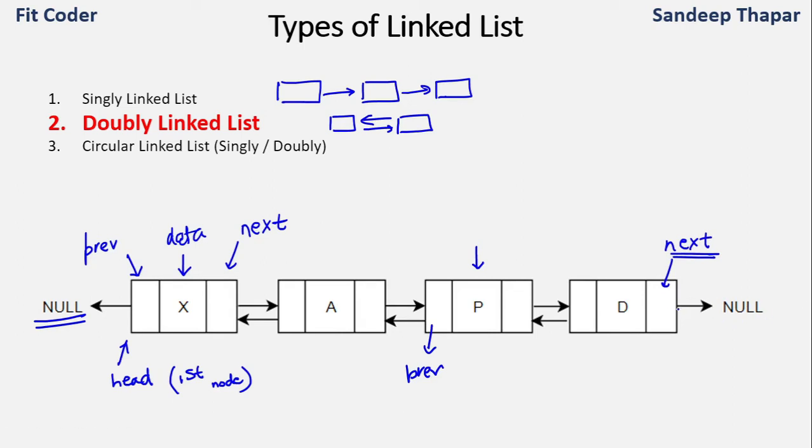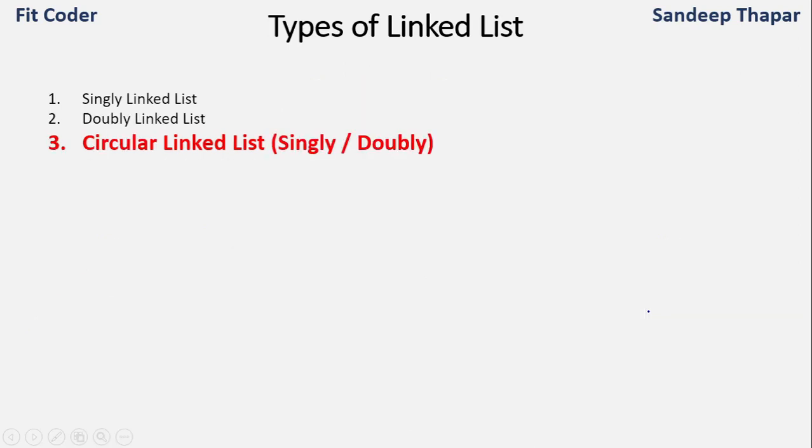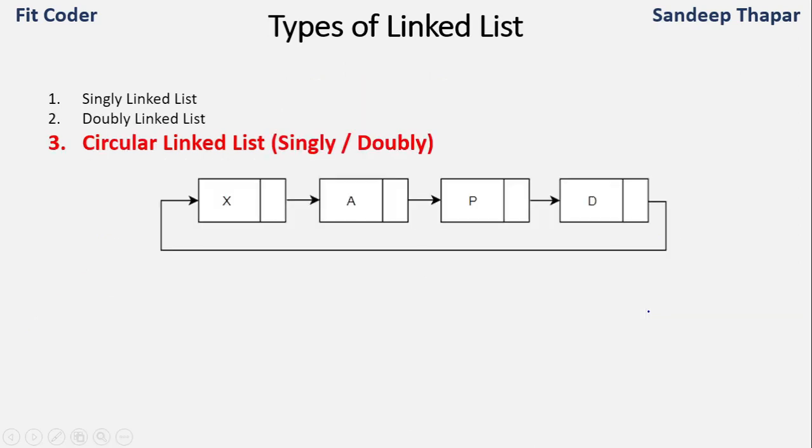So this type of linked list is known as doubly linked list. The third type of linked list is circular linked list. This circular linked list can be both singly or doubly. The only difference in the circular linked list is that we will have a pointer from the last node to the first node. So this is singly circular linked list. Singly because we have only one pointer, and circular because the last node is pointing to the first node.